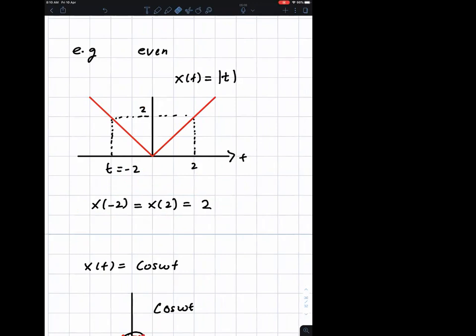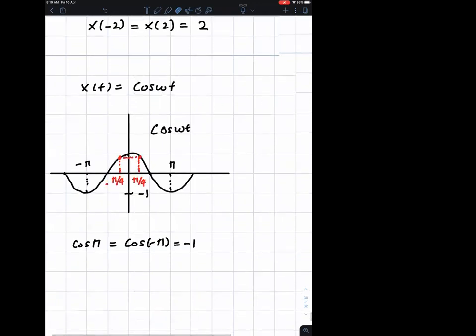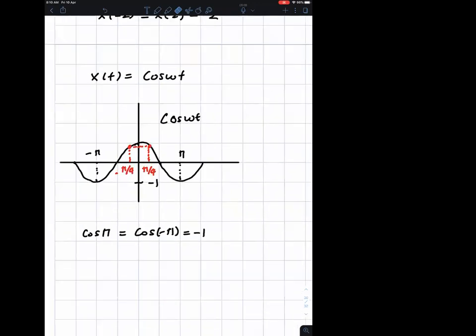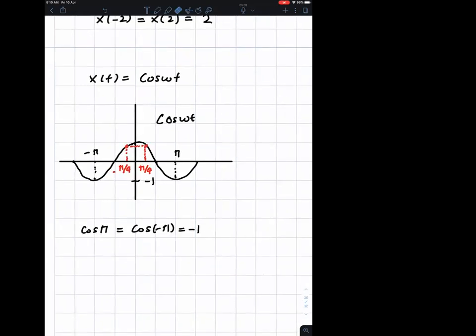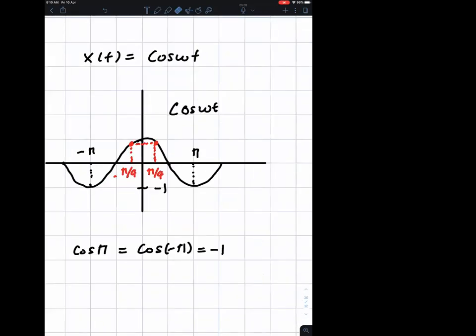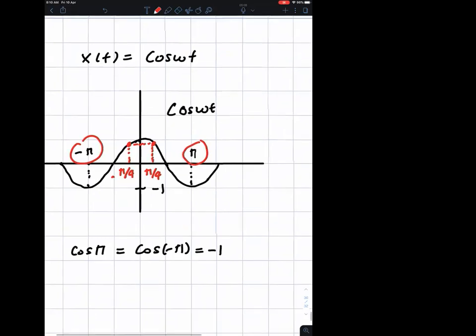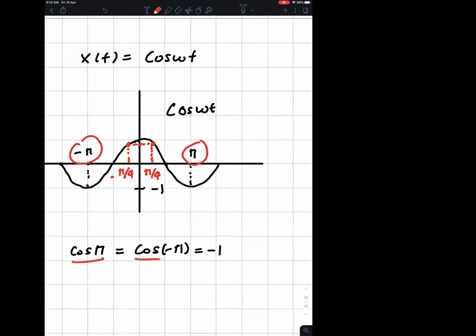Another example I was trying to show you is the cosine. Cosine is also an even function. This is a cosine curve. If you look, for example, at -pi and pi, you get -1. Cosine pi is equal to cosine minus pi, and that's equal to -1. Same value, but different in sign.